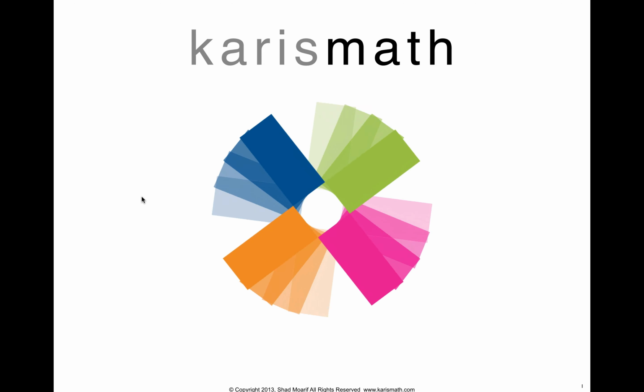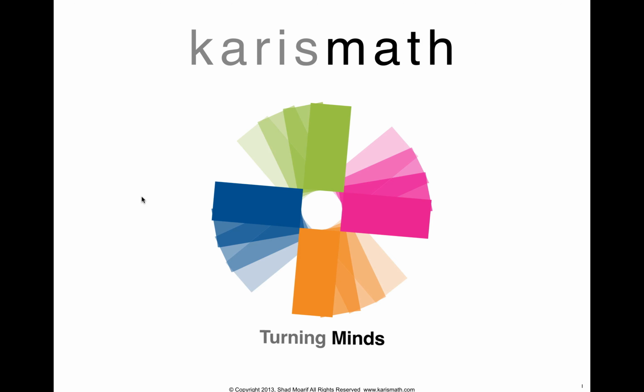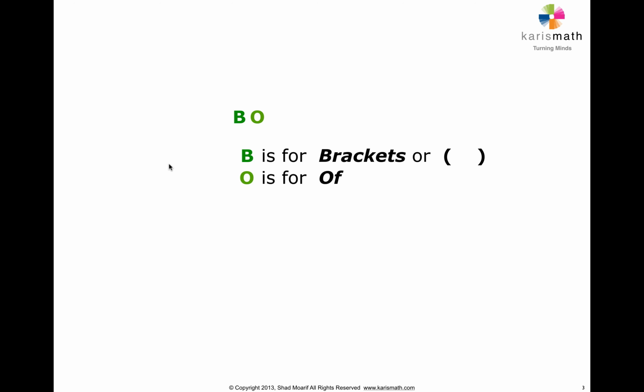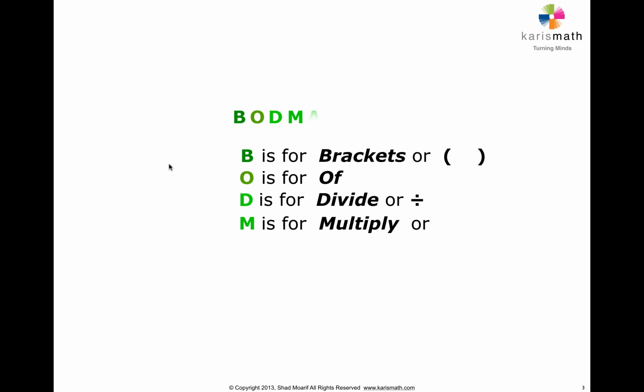Okay, so we're back to BODMAS, and you know the magic word very well by now, so we will just practice this whole business of brackets first. Let's get that out of the way. So here's the order: B for brackets, O for of, and then D for divide, M for multiply, A for add, we know that. So you know this by heart.